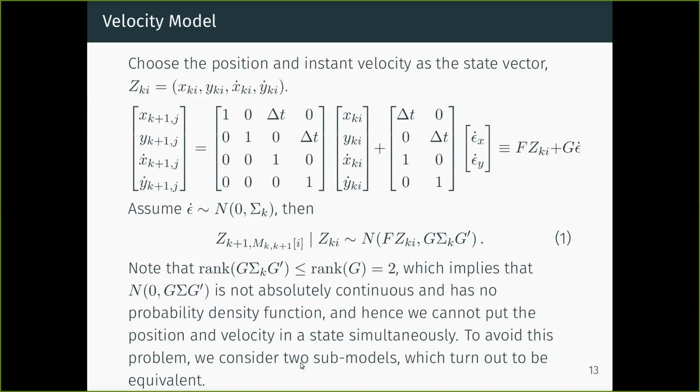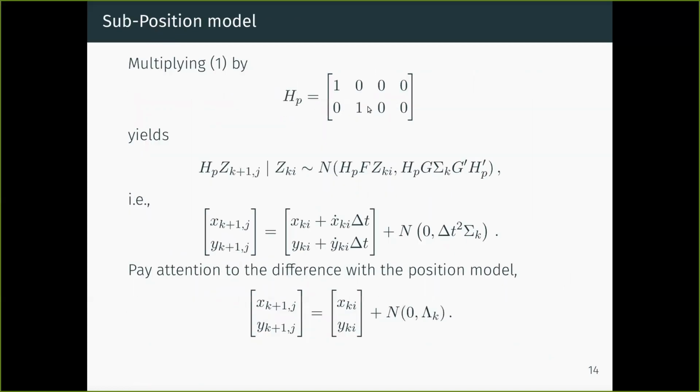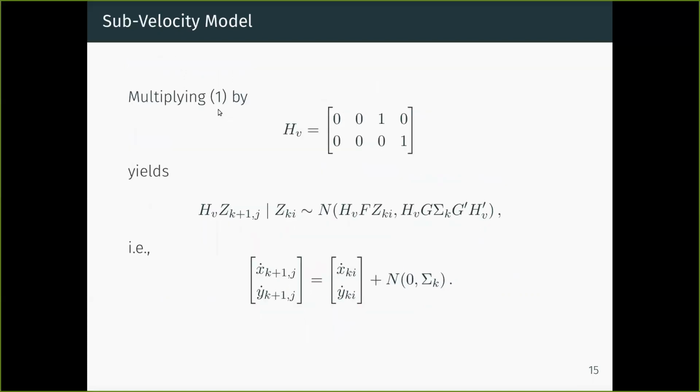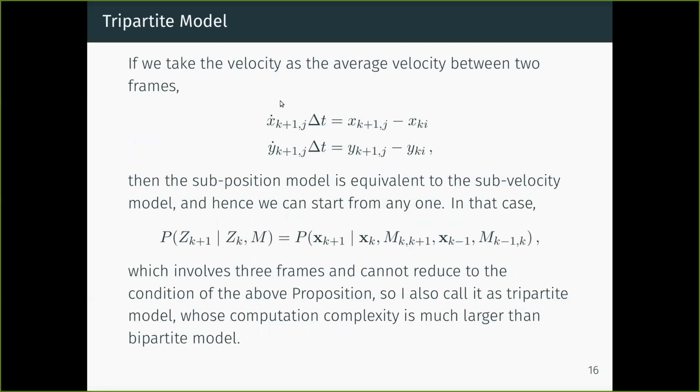To avoid the problem, we consider two submodels. We pick the first two elements, which is equivalent to multiplying this matrix, and we get this result. You can compare this result with the position model. Also, we can pick the last two elements, which is equivalent to multiplying this matrix, and we get this result. Since we cannot get the instant velocity, we always take the velocity as the average velocity. In this case, these two submodels would be equivalent, so we can start from anywhere.